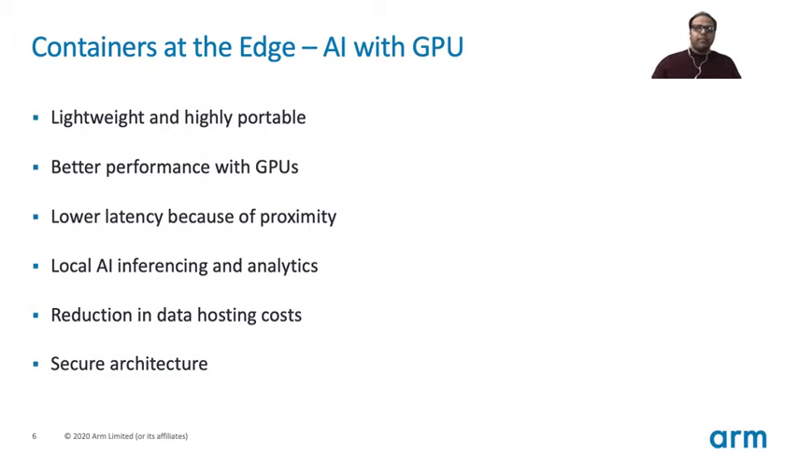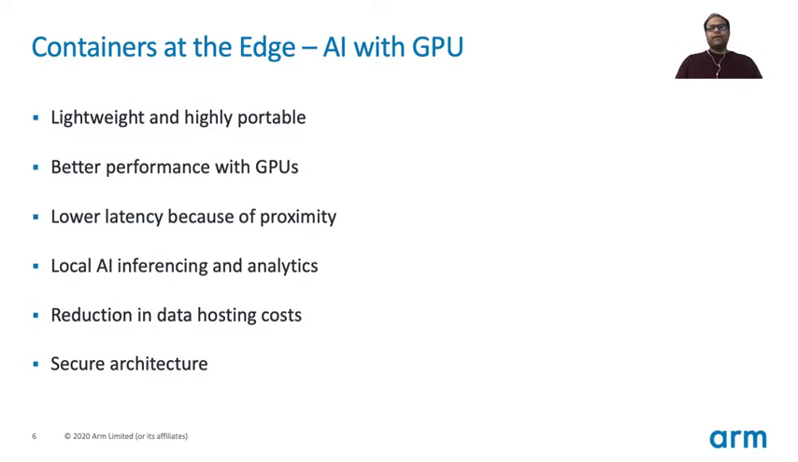So now let's talk about containers at the edge and AI with GPU. Why do containers make ideal candidates to run at the edge? We start with that. We all know that they are lightweight and highly portable. Deploying applications in the form of containers, and eventually microservices, makes much more sense because of the compute capabilities these edge devices have. So containers make an ideal candidate for that.